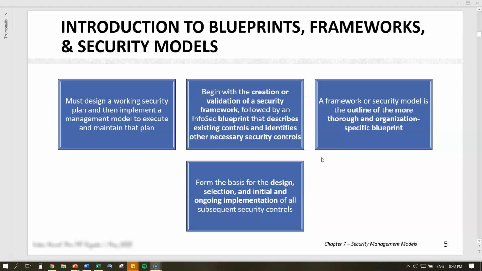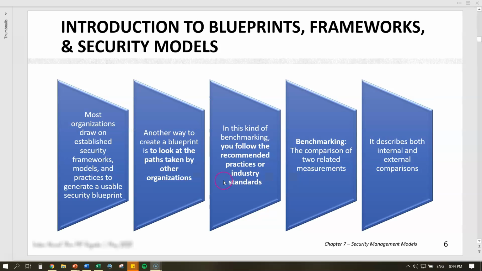You come up with the documentation of the security management model, which describe existing controls and identifies other necessary security controls. In other words, contoh yang paling senang bila kita cakap pasal framework. Contoh kalau you nak buat rumah. Sebelum you buat rumah, you kena ada plan rumah dulu. Plan rumah tu adalah framework kepada you punya models. Most organizations draw on established security frameworks, models and practices to generate a usable security blueprint. So dia hanya guna pakai saja model yang sudah terbukti berfungsi dengan baik.